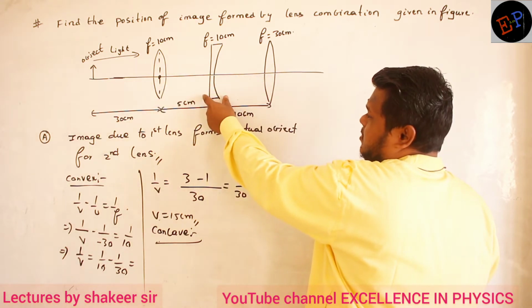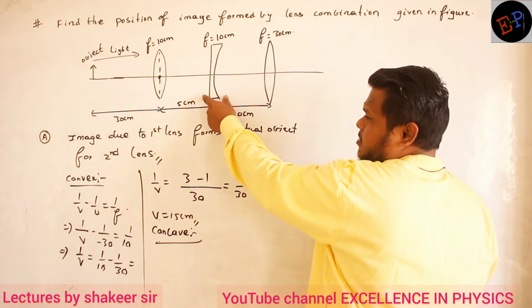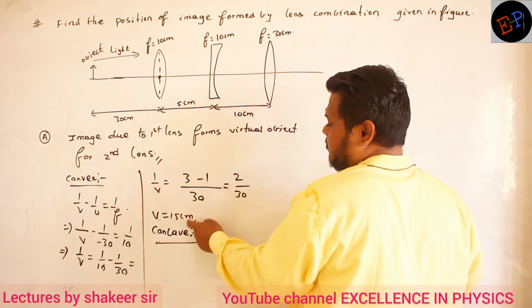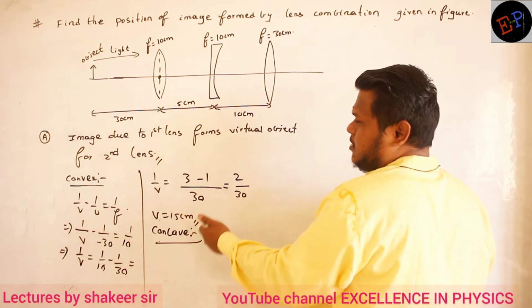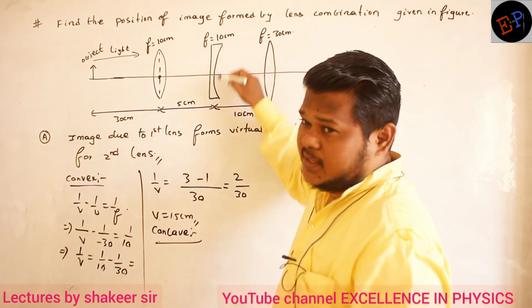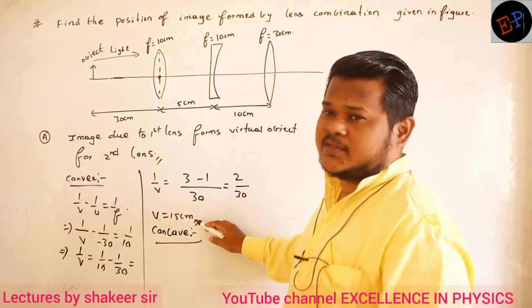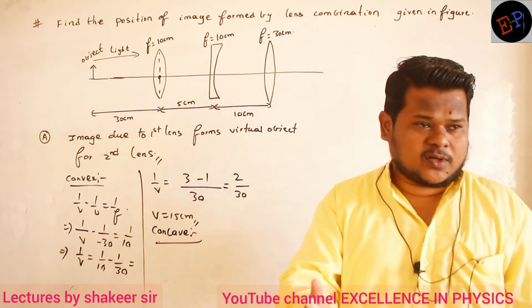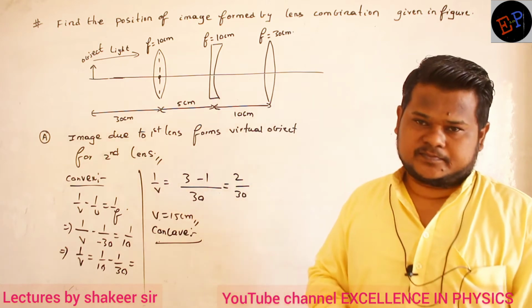But from the second lens, what is the distance of the virtual object? This distance is already 5, no? So from 15, if you remove 5, then what is the position? 10 centimeters. It means from the second lens, the position of this image is 10 centimeters. And that image will serve as virtual object for the second lens. Are you able to understand?